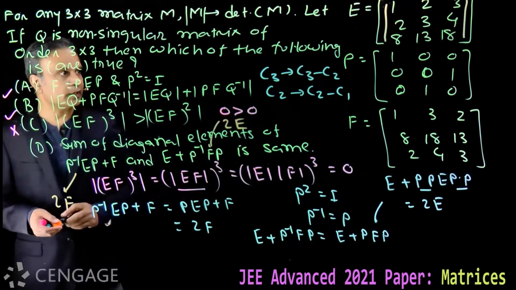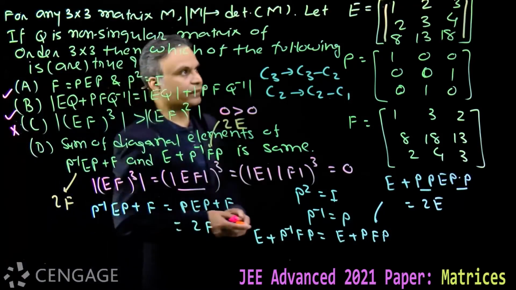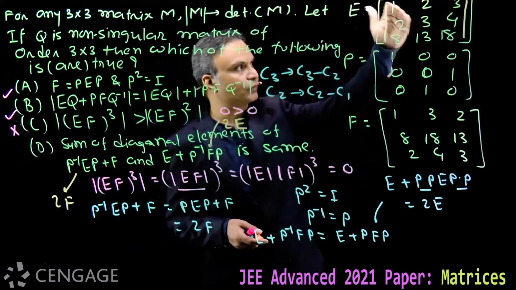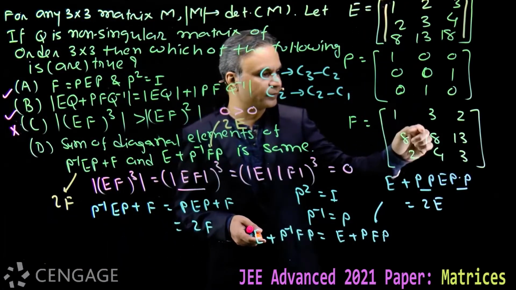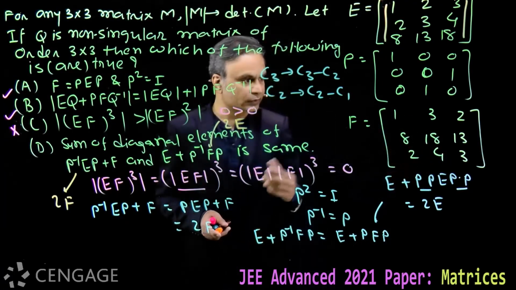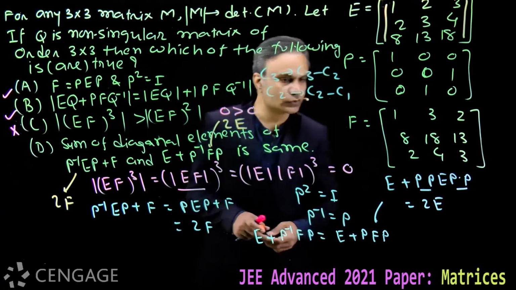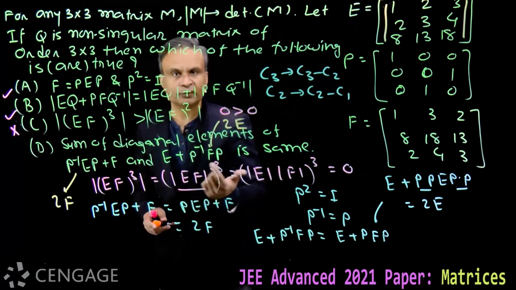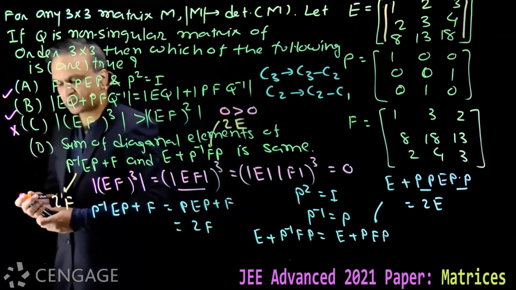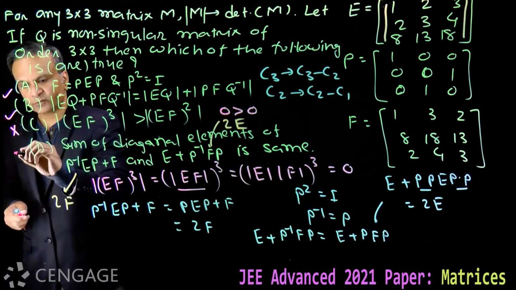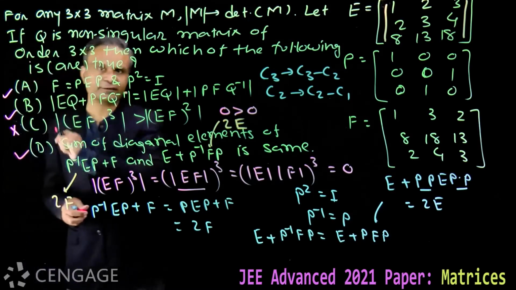Okay. Now look at the matrices E and F. We have here diagonal elements of 1, 3, 18. Here also elements are 1, 3, 18. So clearly the sum of diagonal elements of 2E and 2F will be the same. So this option is true. So we have three correct options: A, B and D.